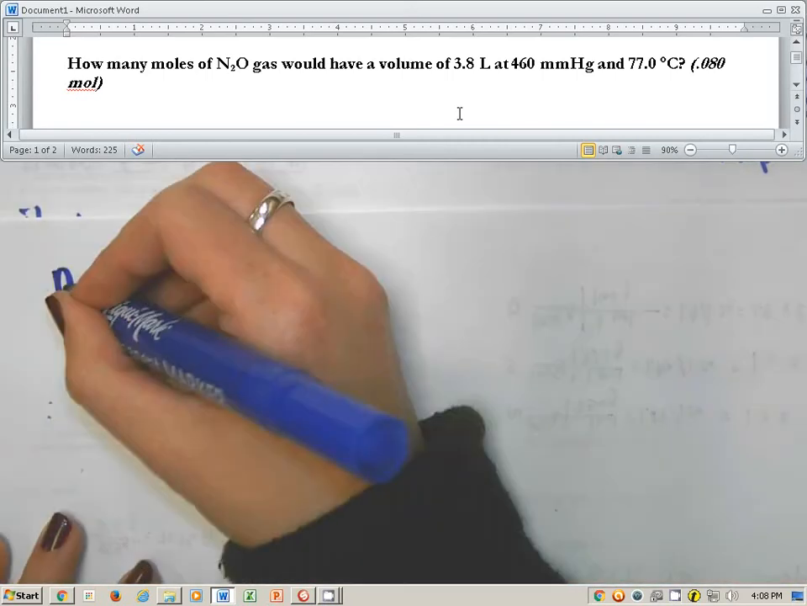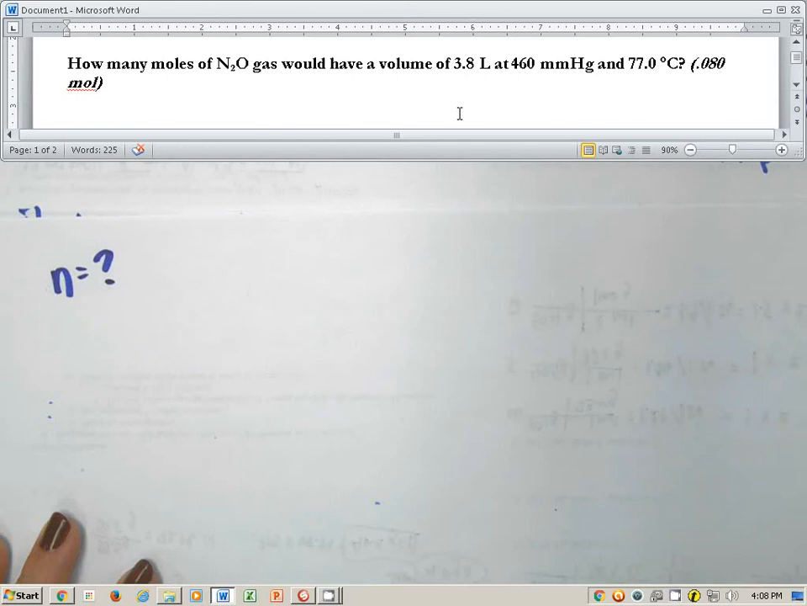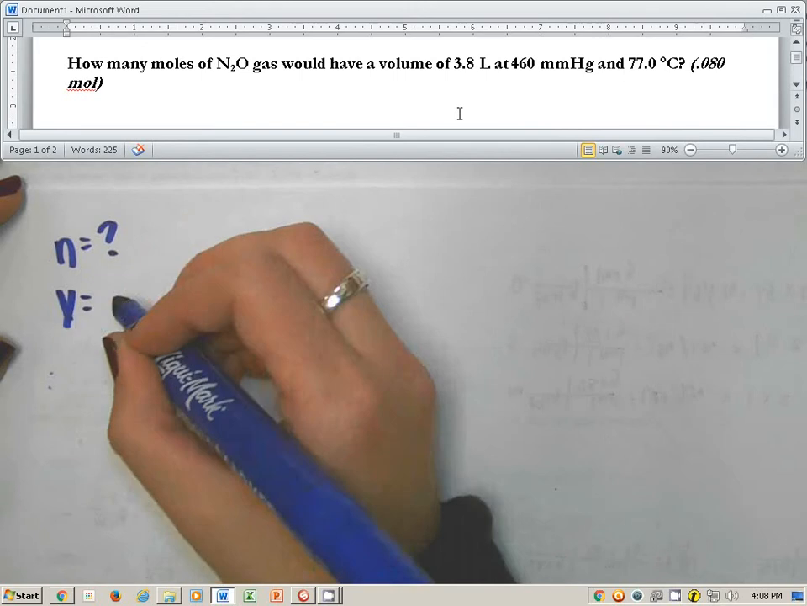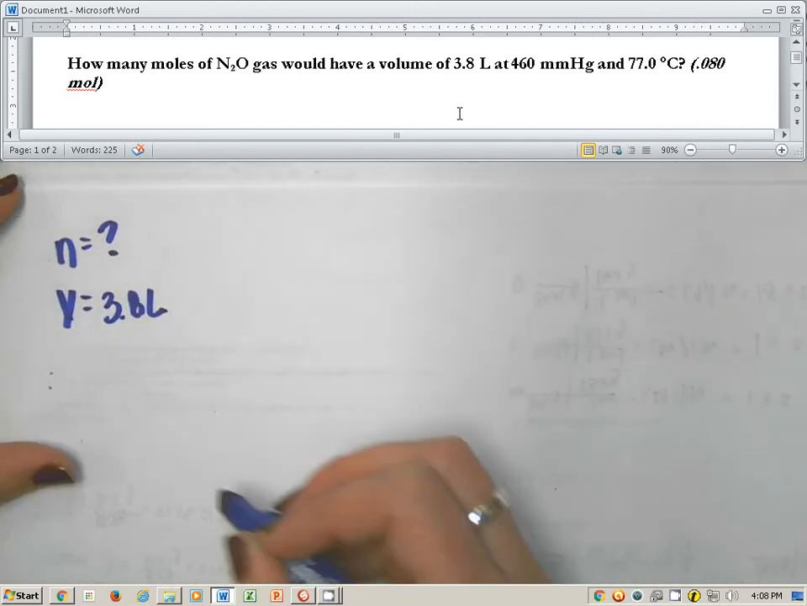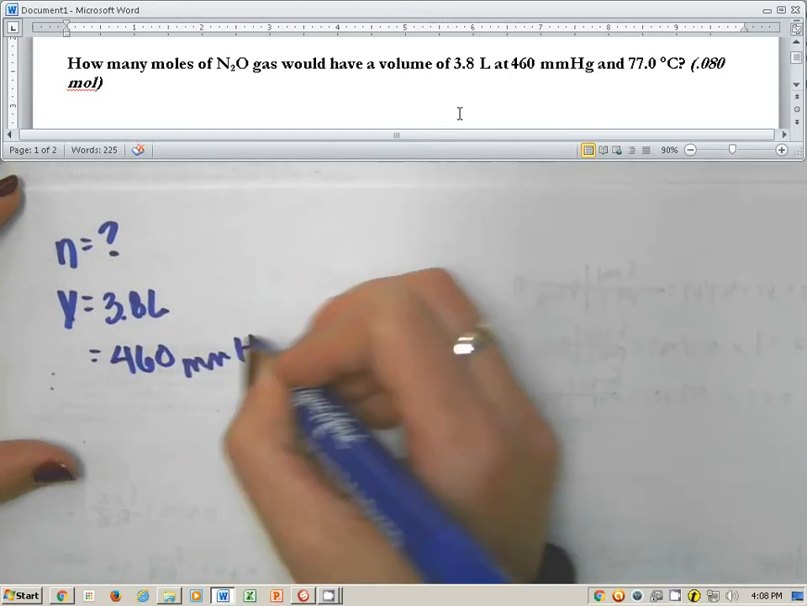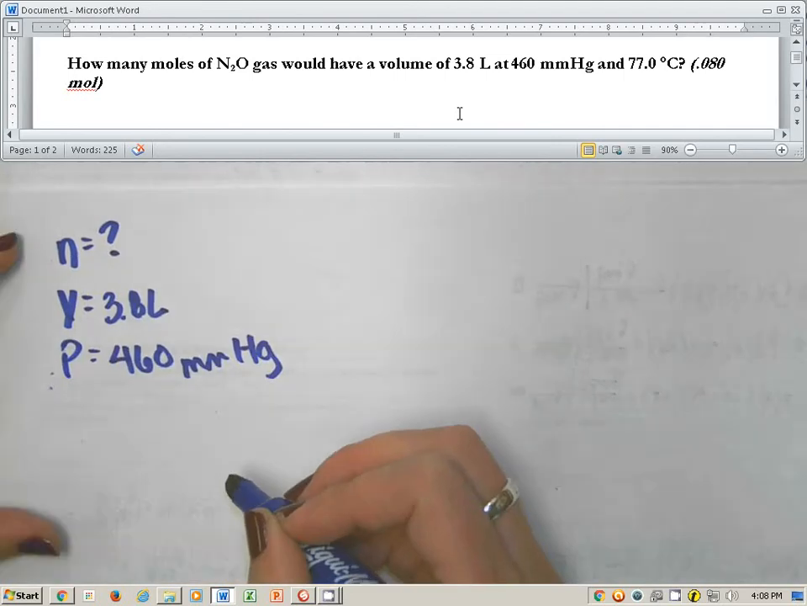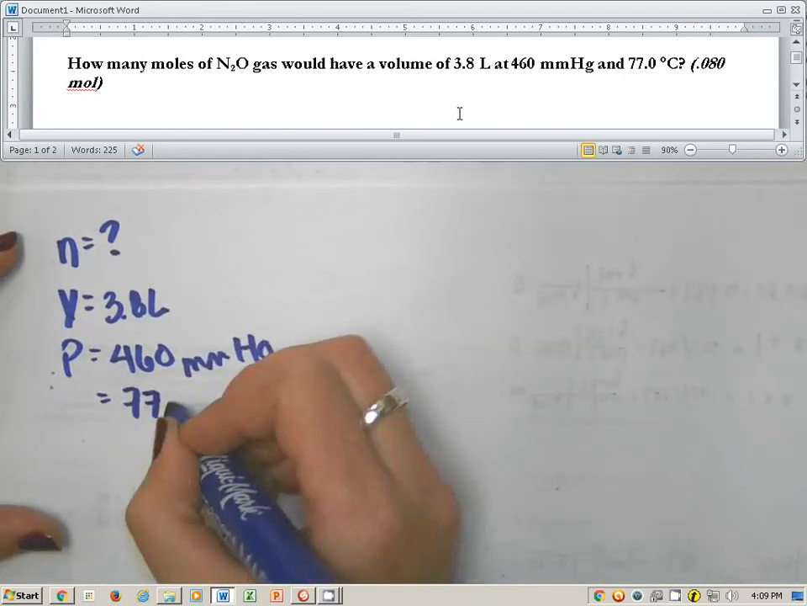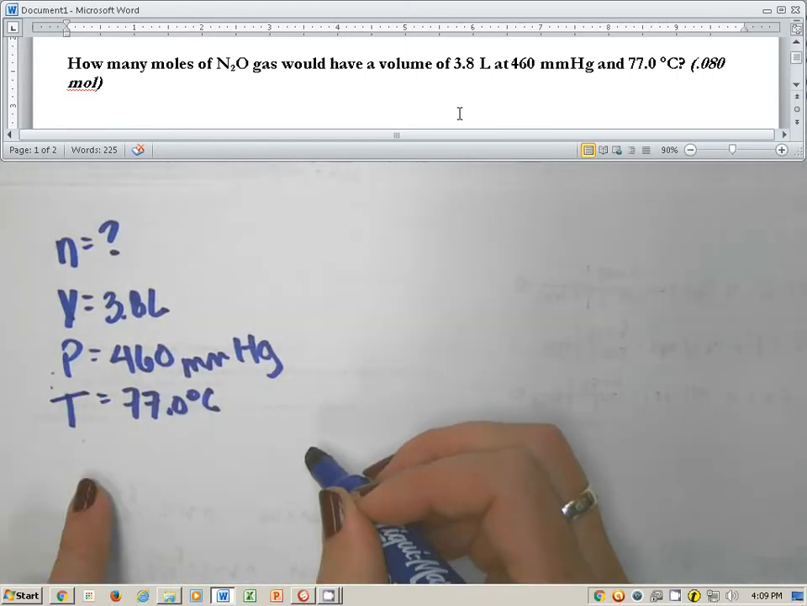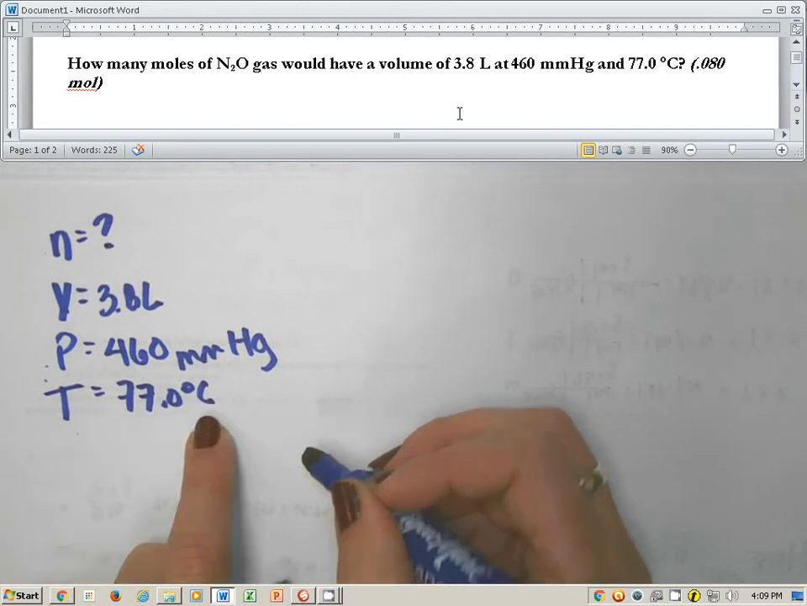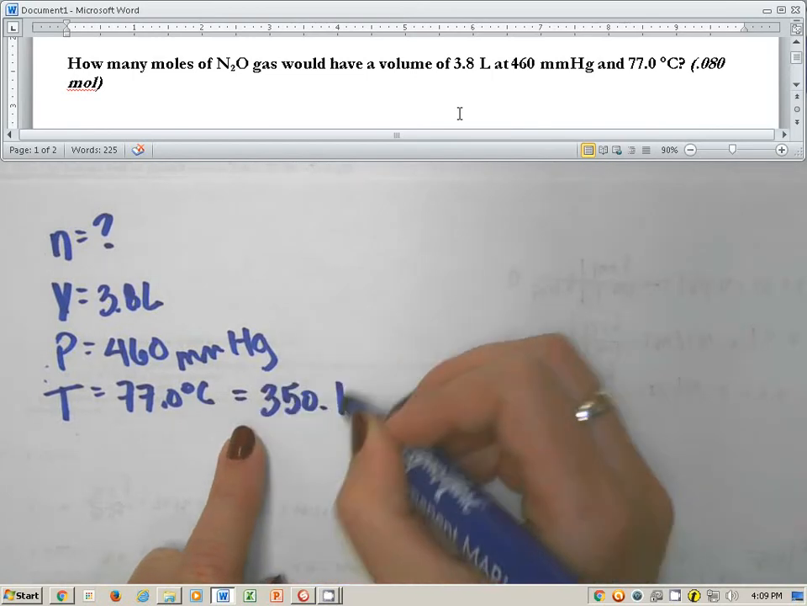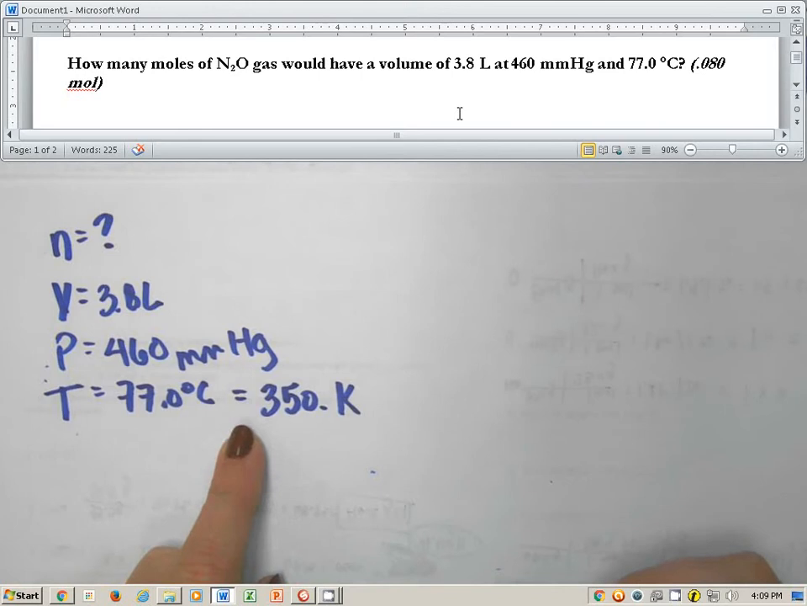Moles is in. So how many moles would have a volume of 3.8 liters at 460 millimeters of mercury? Well, that's a pressure. And 77 degrees Celsius is going to be temperature. And like our other gas law problems, if you've worked some others, we have to have this in Kelvin. So we add 273, and that's 350 Kelvin.